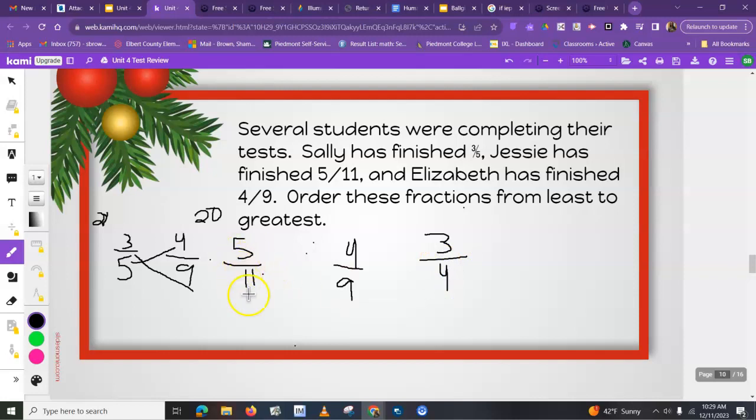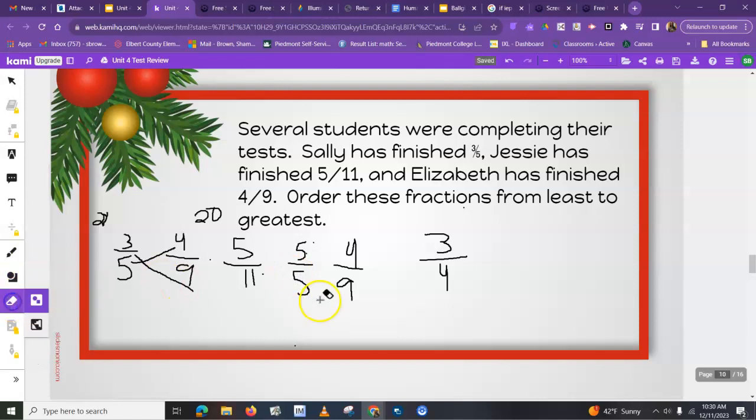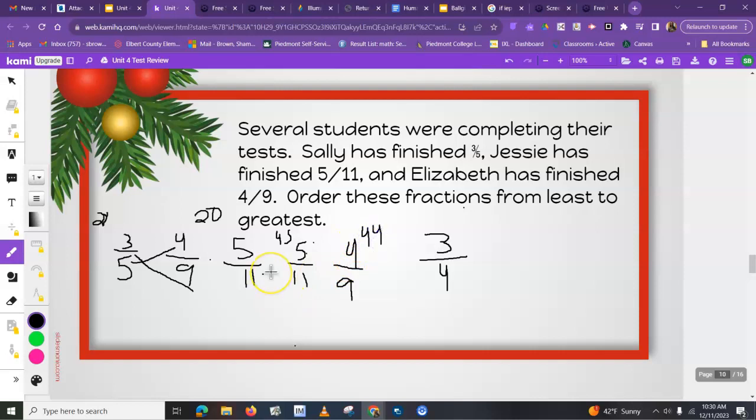Now I have to see where 5/11 falls. So I can compare 5/11 to 4/9. Oops, sorry. So I can cross multiply those. 5 times 9 is 45, and 11 times 4 is 44. So those are really close, but it's okay. So 5/11 is bigger than 4/9. So this one would be behind this one.